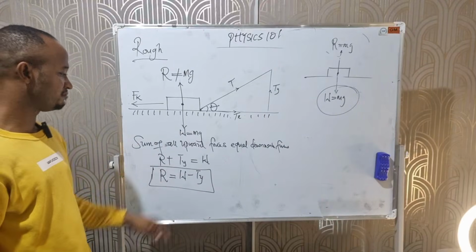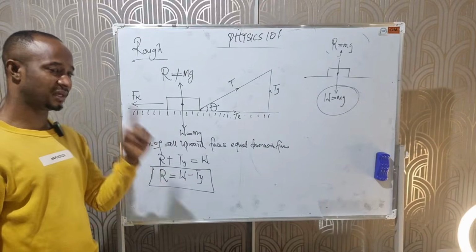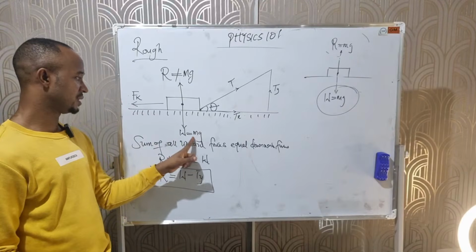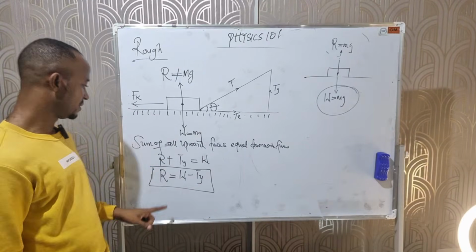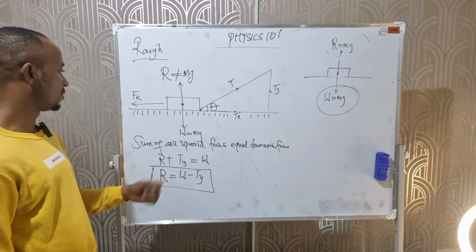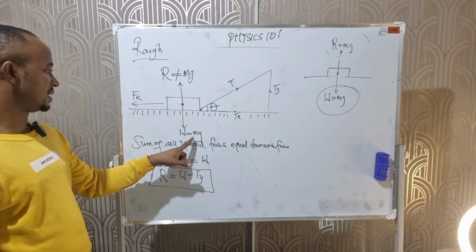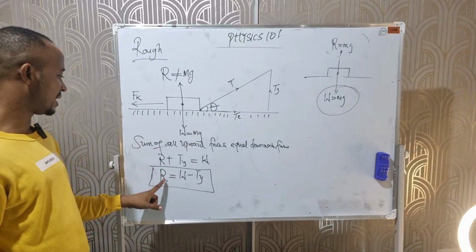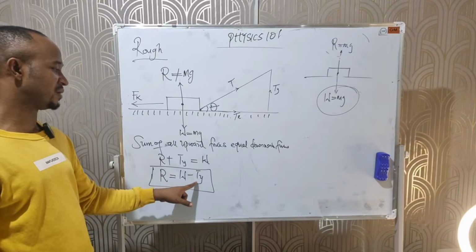So the formula for finding normal reaction for a system like this is simply: N equals the weight minus Ty. Don't forget that the weight remains mg, right? N equals weight minus Ty. Don't forget that the weight remains mg. So N equals mg minus Ty.